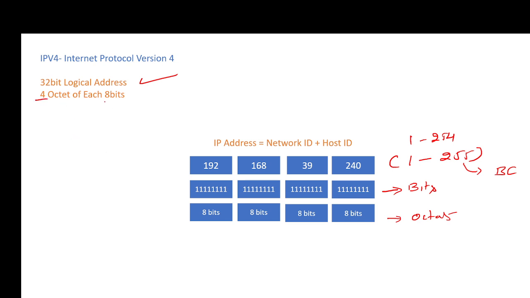Octa means it is 8. That is the reason: 8 plus 8 plus 8 plus 8, 4 octets are there, and that is the reason we call it 4 octets. And the IP address varies between 1 to 254. I'll tell you in the next slide why it is 254 only or 255 only. Okay, that's about IPv4.